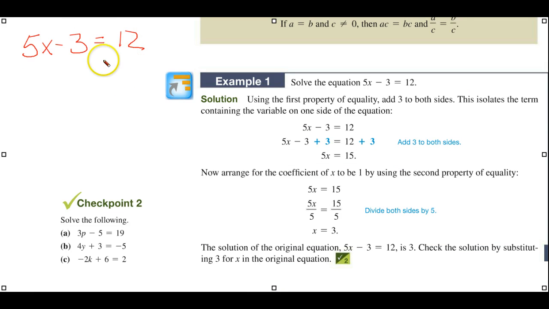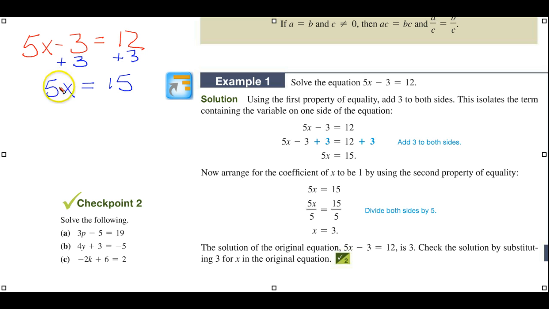Now, if you've taken another course, of course, you're way beyond this, but just as a review, we want to isolate on one side the x's. So we want to get rid of that negative 3. Well, to get rid of the negative 3, we're going to add 3 to this side, add 3 to that side. We're doing the same to both sides. So now we get 5x equals 15. So we've isolated the x's on this side, and we have a number on that side.